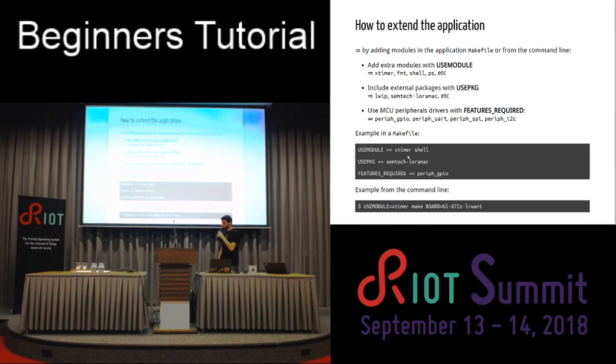So what does it look like in your makefile? It's just USEMODULE += and then you add to the list of modules that will be built in your application. So the more modules you put in your application, the bigger your firmware will be at the end. But you can select precisely what you really need and what will be built in your final application. You can also add extra modules from the command line by passing an environment variable to the make command. Okay, so this can be useful with auto init things.